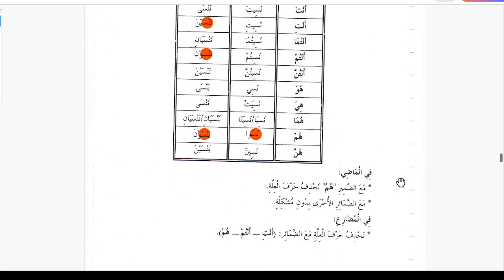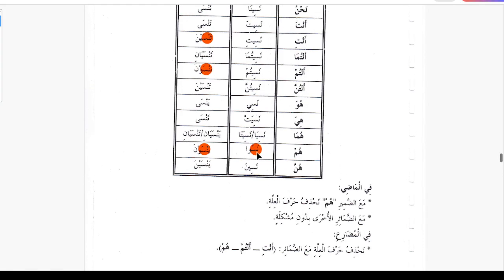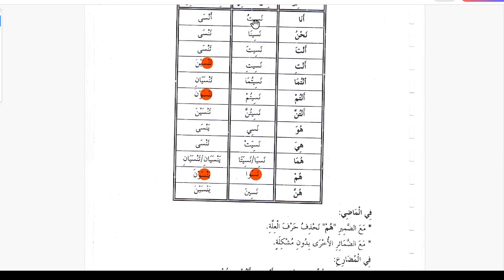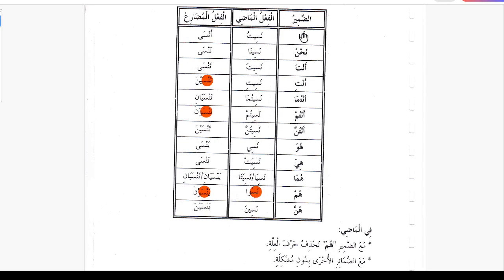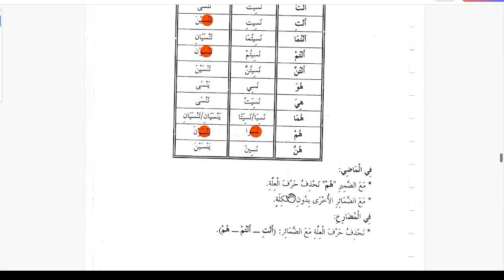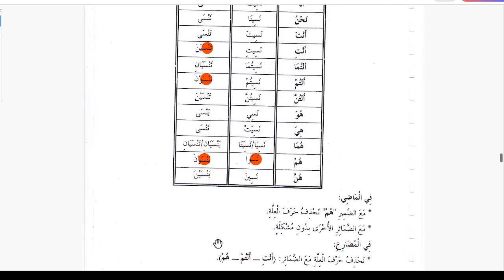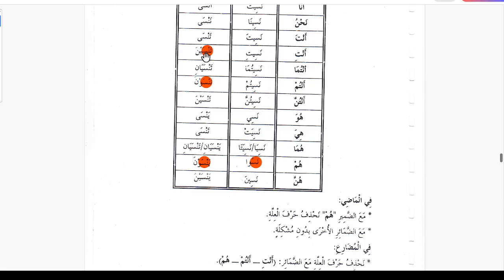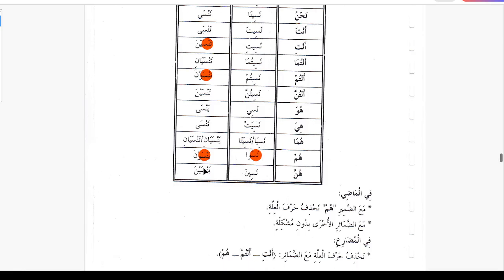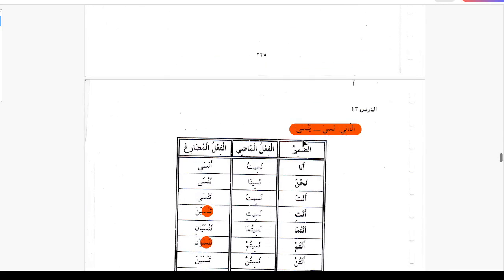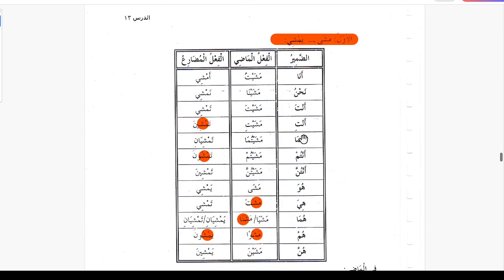So what is happening here? In the case of madi, past tense, for the pronoun hum, the harful illa is omitted. We see the harful illa, which is ya, with everyone else, all the pronouns except for hum. There is no ya here. And for fail mudare, the harful illa is omitted for anti, antum, hum. In these three cases, for anti there is no ya, antum there is no ya, hum there is no ya. So that is the only difference in this group, nasiya yansa, and masha yamshi.